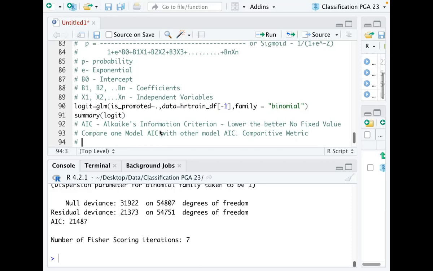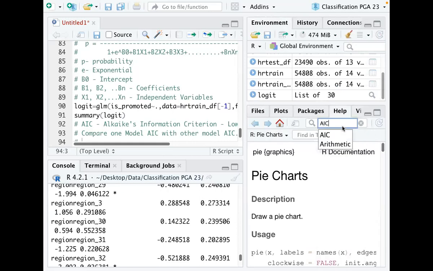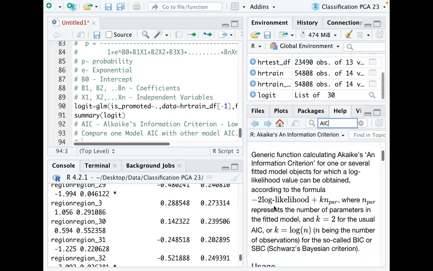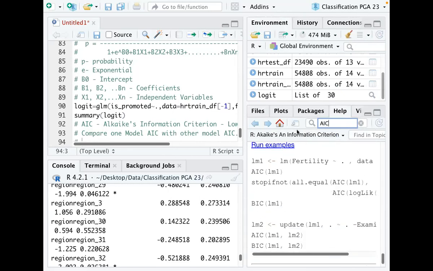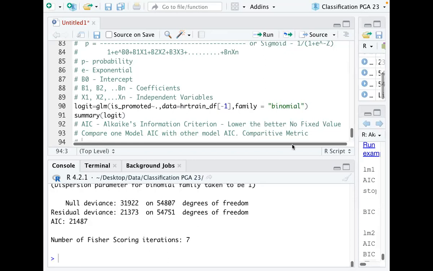You will not get R square here, and you will not get AIC in Python. AIC is a statistical metric. The formula of AIC is minus 2 log likelihood plus 2K, where K is the number of parameters. Like I showed you in Excel using Solver, log likelihood will be calculated, and based on it, the AIC is calculated. So the first metric you have to look for is AIC.